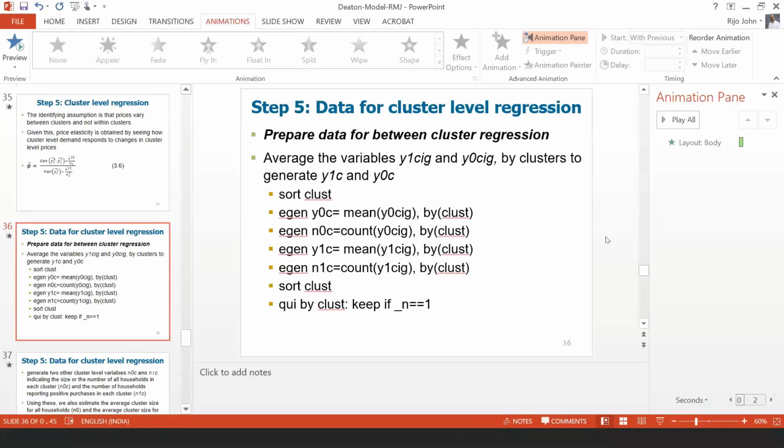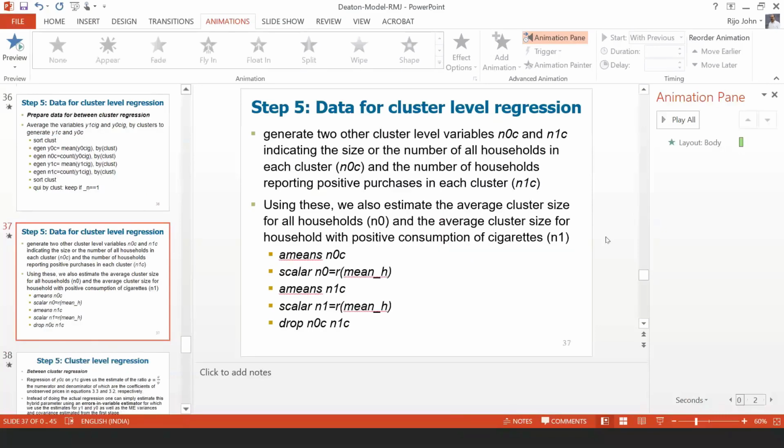So since we are going forward, we are only doing a cluster level regression. We need to retain only one observation per cluster. So we can simply keep just one observation per cluster and drop everything else from the data. And that is what is done here. By cluster, you are keeping only one observation. So this is the Stata code command used for that. And again, generate two other cluster level variables, n0c and n1c, indicating the number of all households in each cluster, n0c, and the number of households reporting positive purchases in each cluster, n1c.